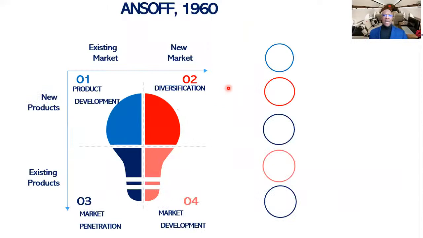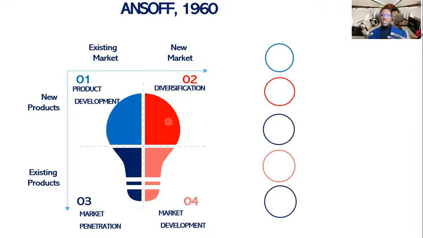And to do that, let's look at a very old matrix that was found by Ansoff in 1960 that usually looks at a 2-dimensional matrix of either having new market or old market against new products and existing products. As you know, this matrix says the first strategy that you can do is that of product development, where you develop a new product, but you provide this new product to existing markets. That's strategy number 1.